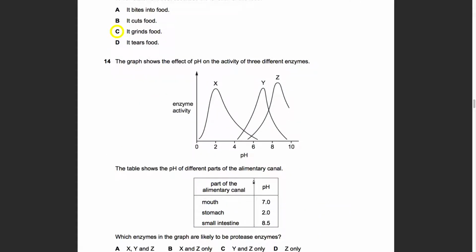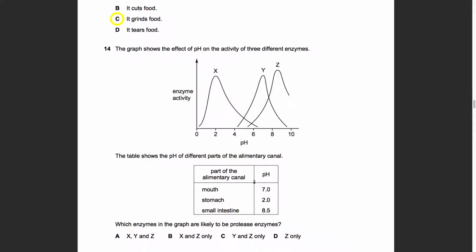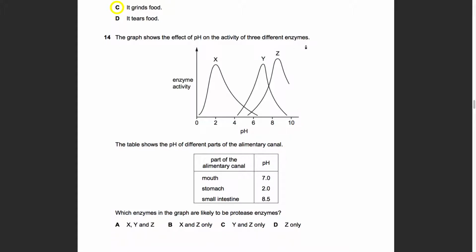Enzyme question. Okay, so the graph shows the effect of pH on the activity of 3 different enzymes. Not only have we got a graph to look at, we've also got a table just to make things a little bit tricky for us. So first of all, let's match up what's going on between the graph and the data in the table. So part of the alimentary canal is the mouth, pH 7. Okay, so this is going to be letter Y. This is going to be the one that's working in the mouth.